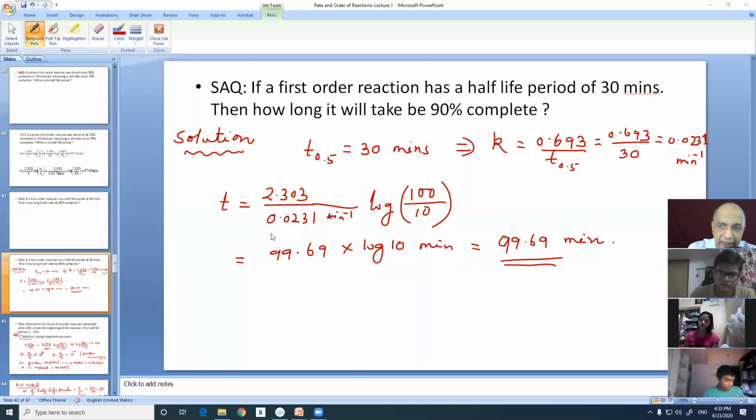Once we know the K value, the time for 90% completion, that is 100 by 10. 100 is A0, and if it is 90% gone, then 10% remaining. 10 is the remaining. So it is log 10, that is equal to 1. So this comes to be 99.69, nearly 100 minutes. How many of you have done correctly? Raise your hands, please. Maybe slightly different.